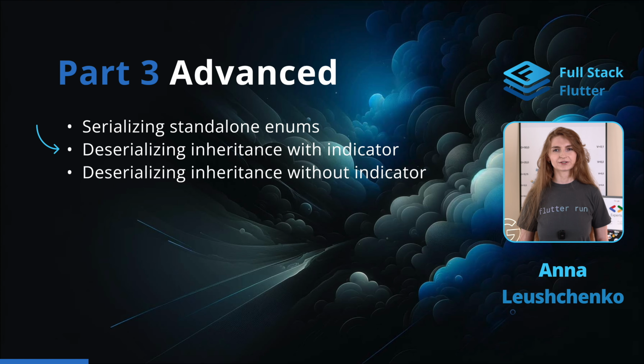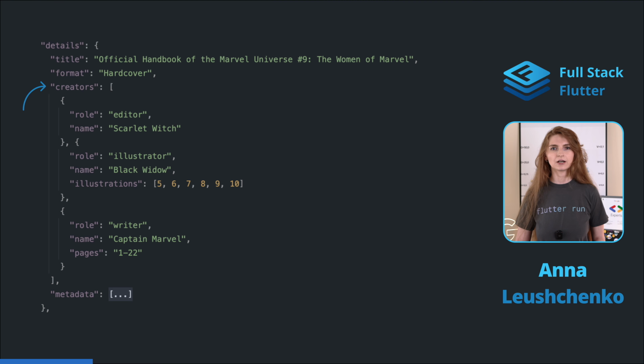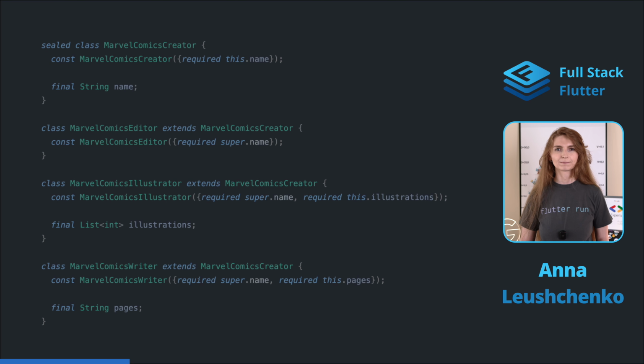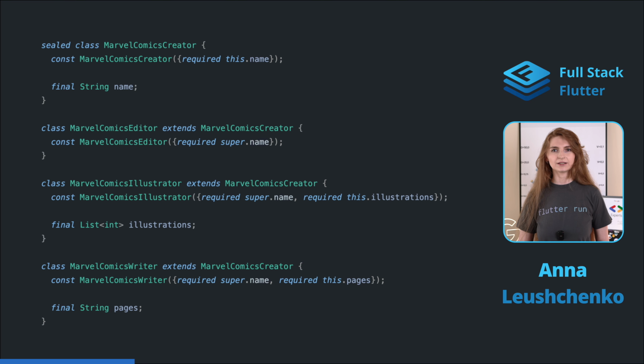Take a look at this creators array here. It makes sense for our Marvel Comic Details model to have a field with a list of creators, where all items share a base class, but children have a different set of fields. Editor has only a name, illustrator has a list of illustration numbers, and the writer has a string value with page numbers. When implemented in plain Dart, this class hierarchy may look like this.